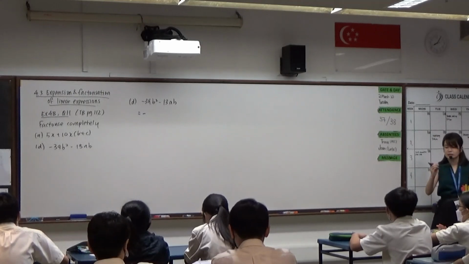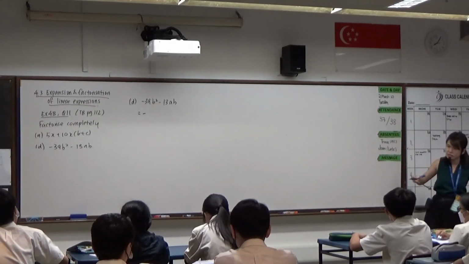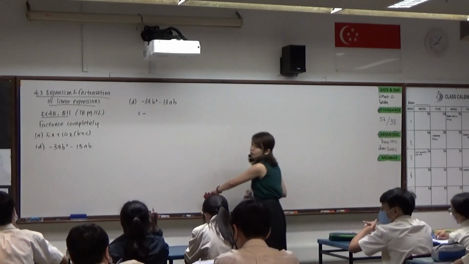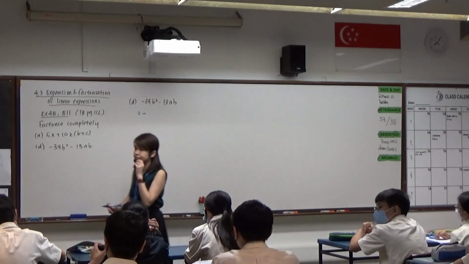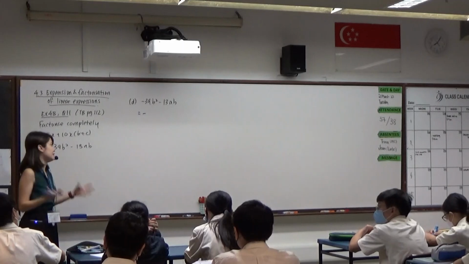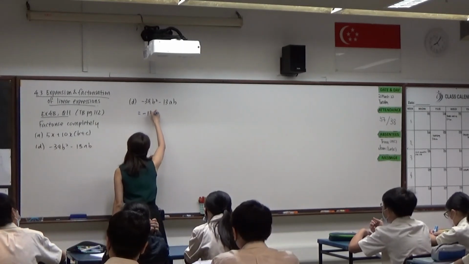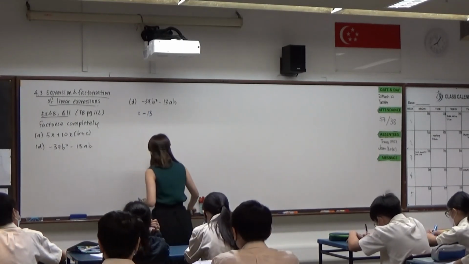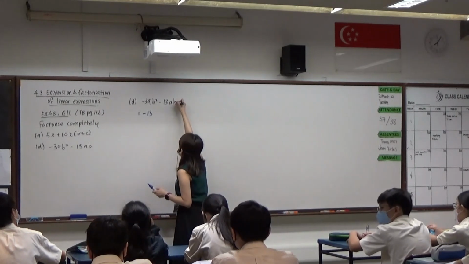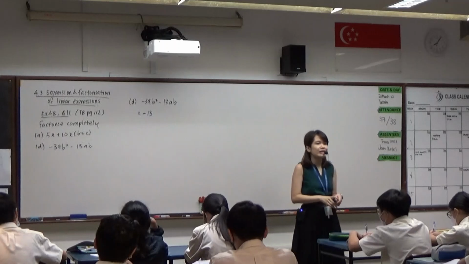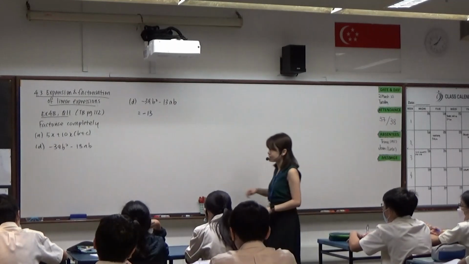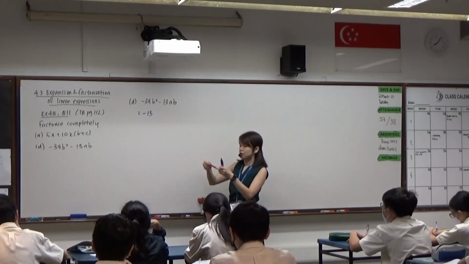Let's warm up a little. Rose, what do you think? Between 39 and 13, what's the highest common factor? 13, right? So we take out a 13, and then we see that we have b squared and ab as our algebraic variables. Between b squared and ab, what are the common factors? What do you all think?